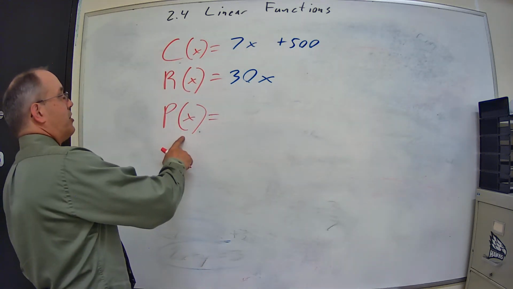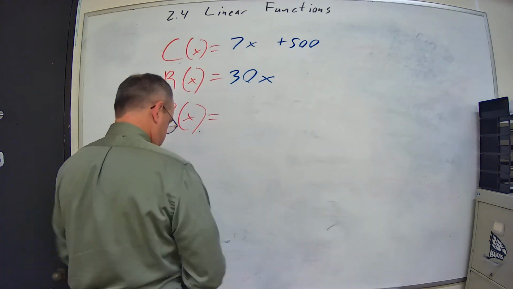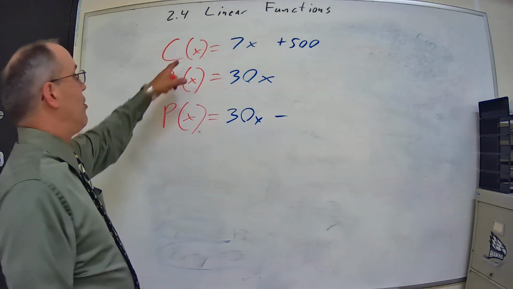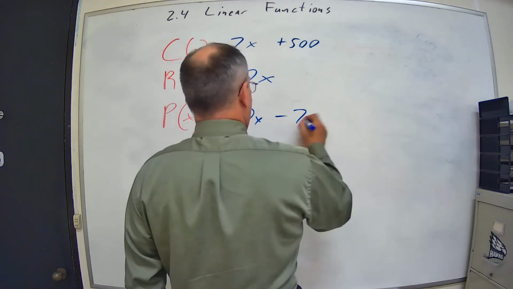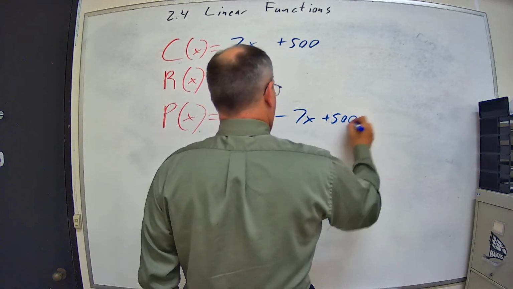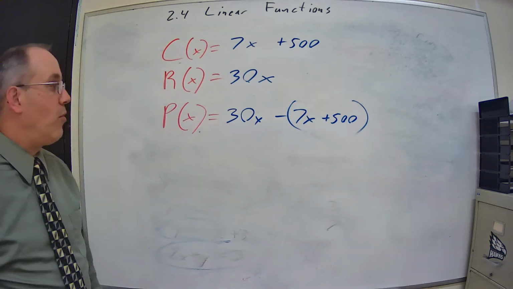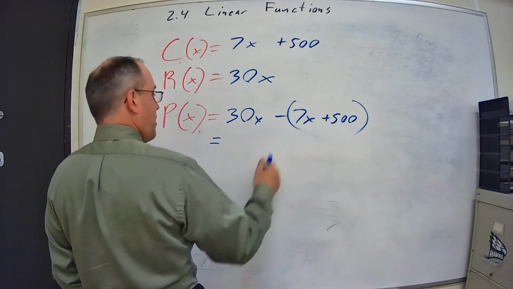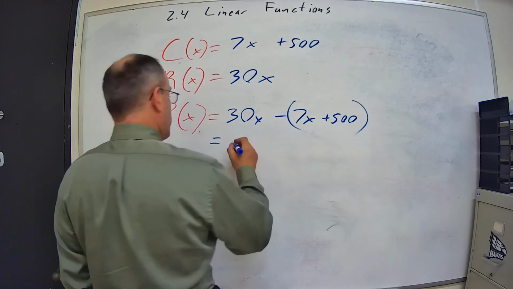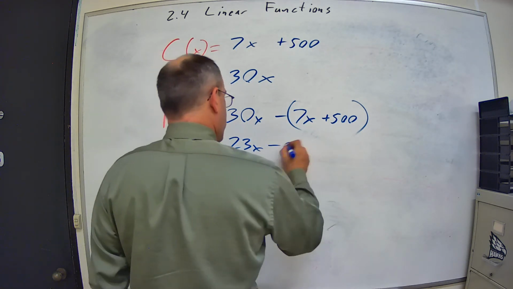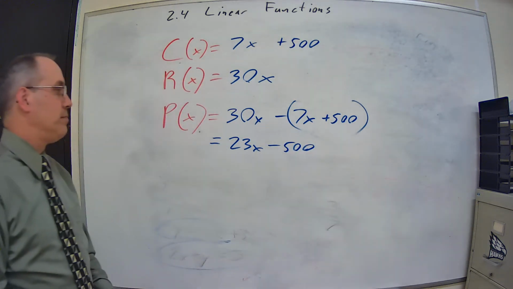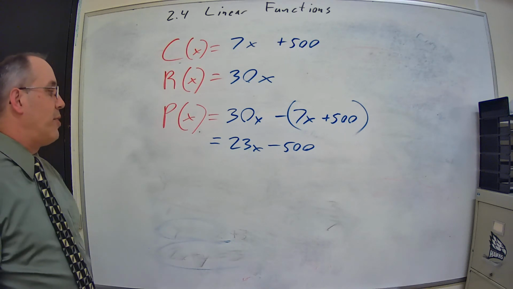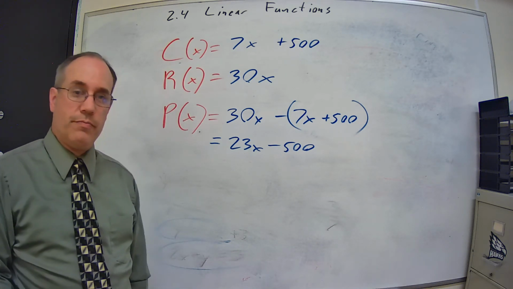So the profit function is just the revenue function, in this case 30x, minus the cost function. How much did it cost you to make it? 7x plus 500. Put that in parentheses because we're subtracting the whole thing. So we can say that our profit function is 30x minus 7x, which is 23x, minus 500. Distribute that through: negative 7x minus 500. So it's 23x minus 500.